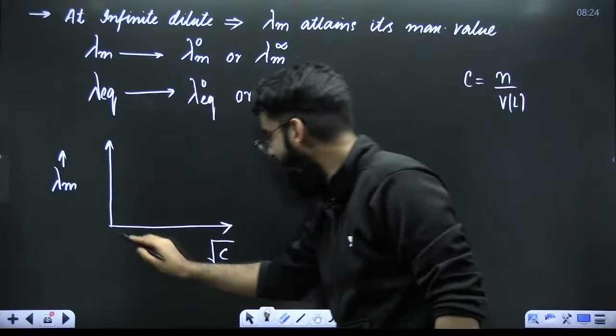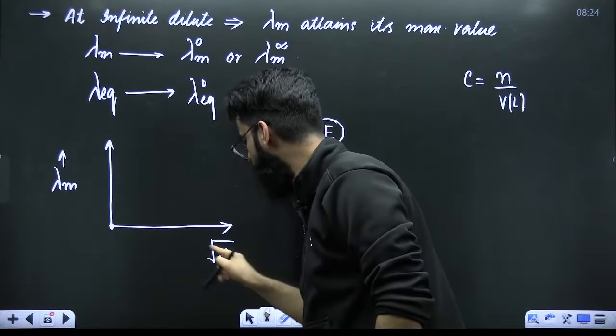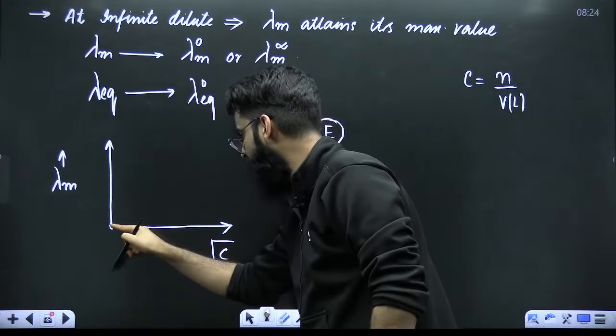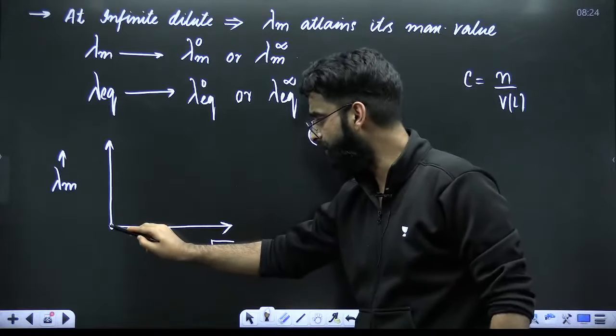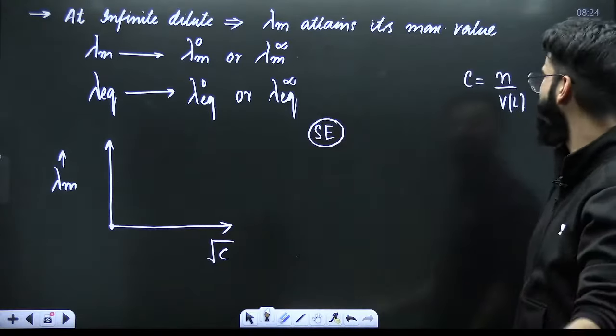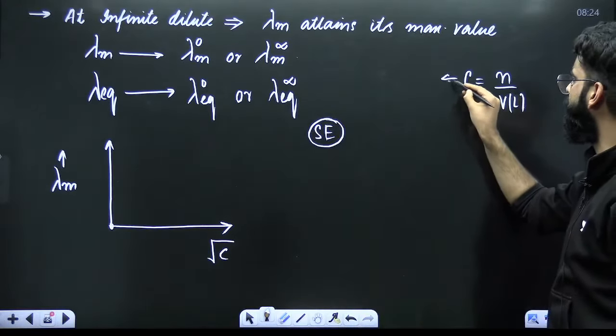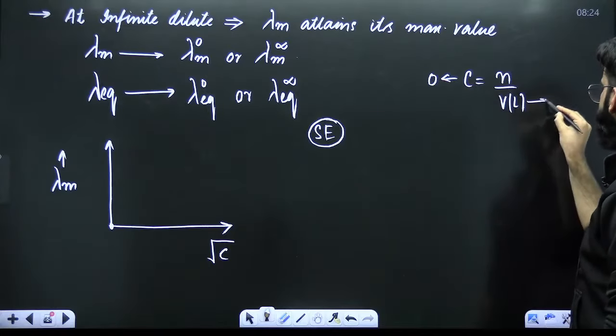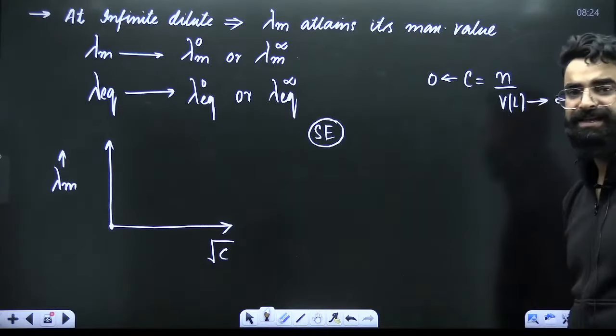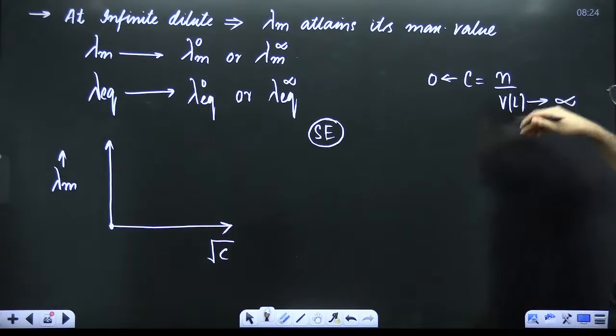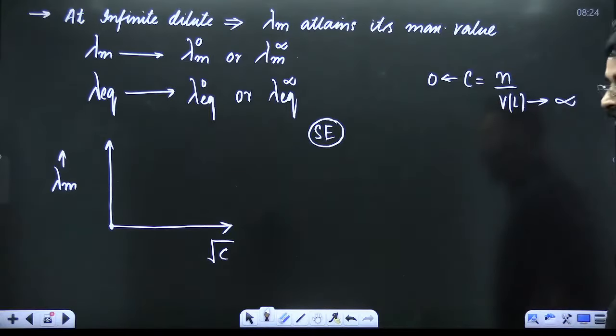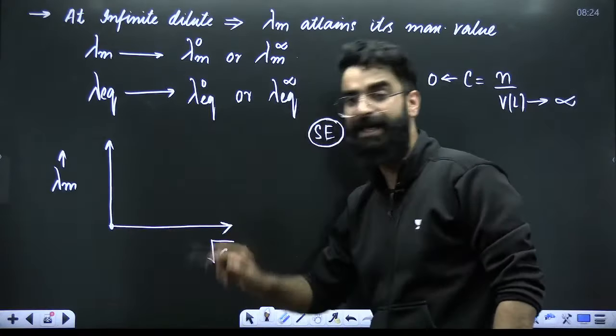At this particular point, what is root C value? Root C value here is 0. If root C is 0, that means C is 0. When will C be 0? C will be 0 at infinite dilution, when the volume of the electrolytic solution has become infinite, right? So this point represents your infinite dilution.